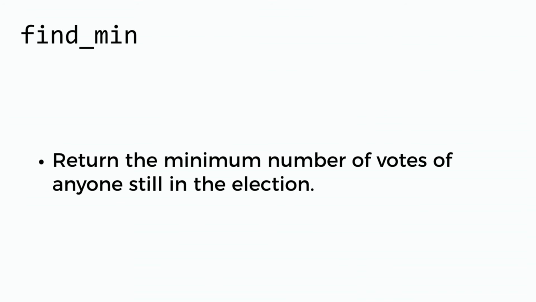In findMin, what you'll do is you'll return the minimum number of votes of anyone still in the election. And we'll use this to figure out, for example, who we need to eliminate in this runoff process. So let's take a look at an example.